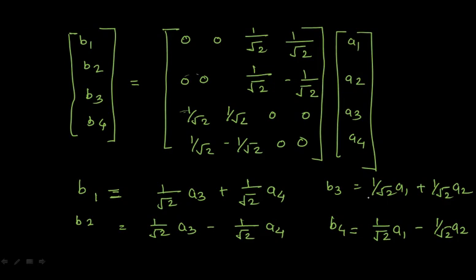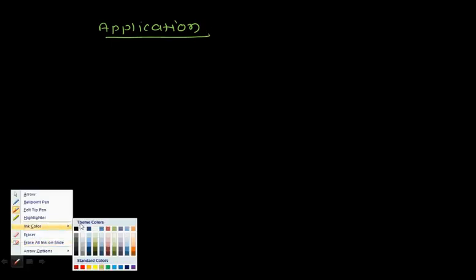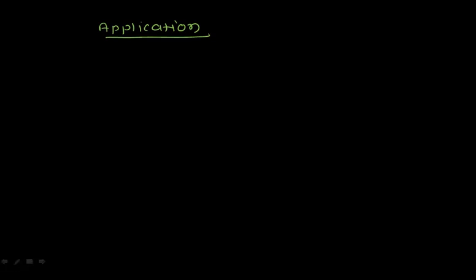So try to remember these things when you are going to see the applications of your magic T. I'm starting with the applications of the magic T. The first application for the magic T is to measure unknown impedance. How we are going to measure the unknown impedance with the help of this, we'll see.